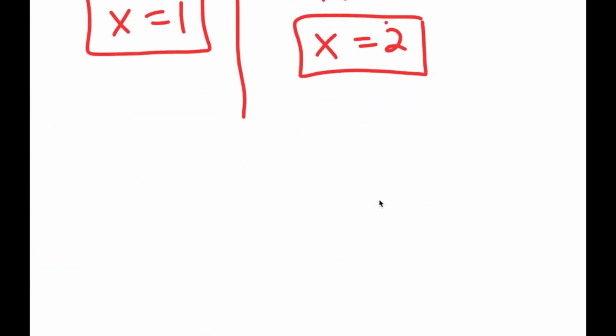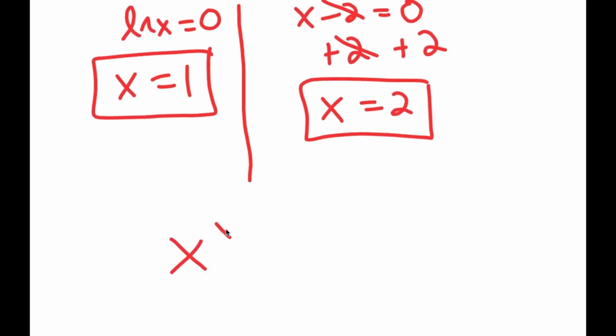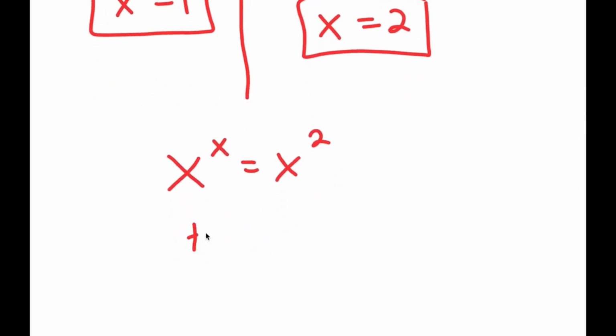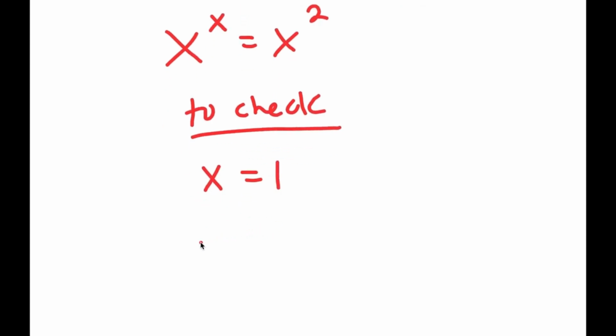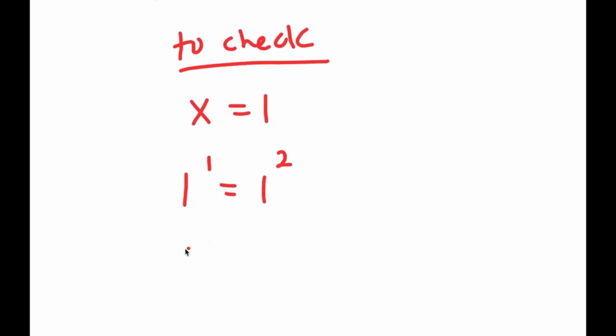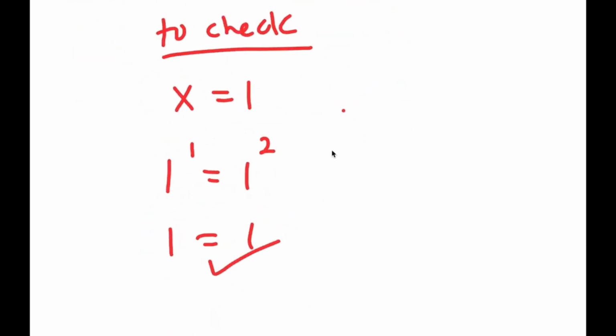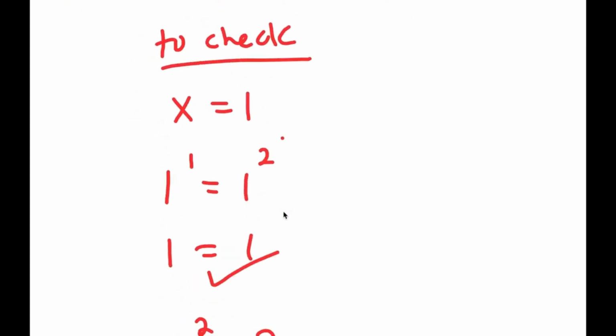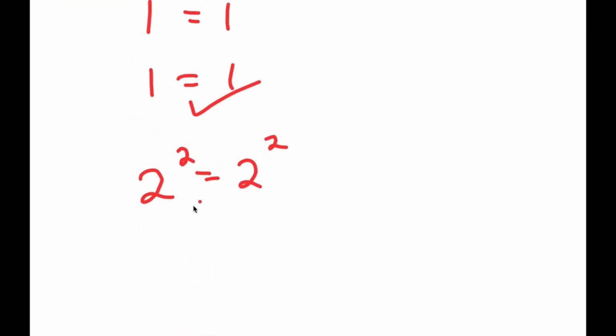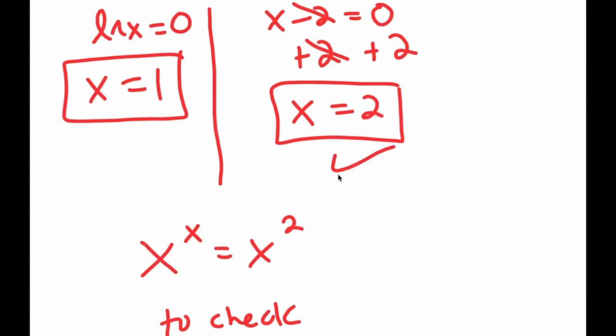Now, going back to the original equation, we have x to the power of x equals x to the power of 2. So to check, I'm going to first start by plugging in x equals 1. If I plug in x equals 1, I get 1 to the power of 1 is equal to 1 to the power of 2. 1 to the power of 1 is 1, and 1 to the power of 2 is also 1. So this is right. Now if I plug in x equals 2, I get 2 to the power of 2 is equal to 2 to the power of 2. And 2 to the power of 2 is 4, 2 to the power of 2 is 4, so this is right as well, meaning my two solutions are right.